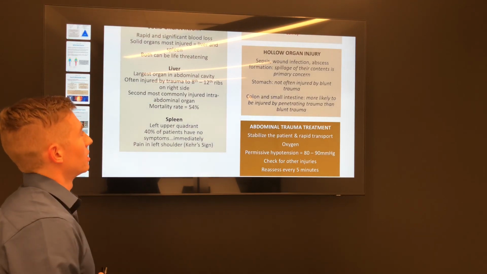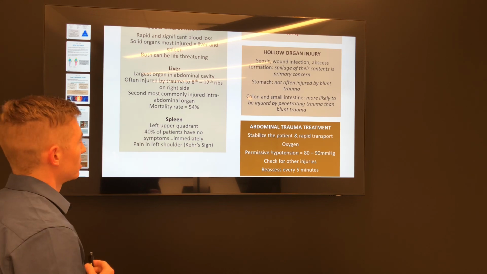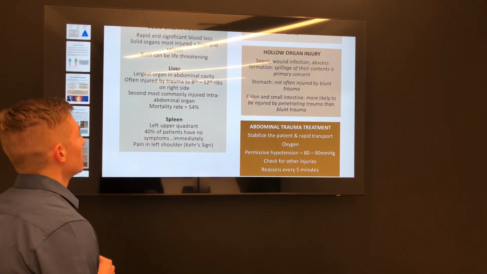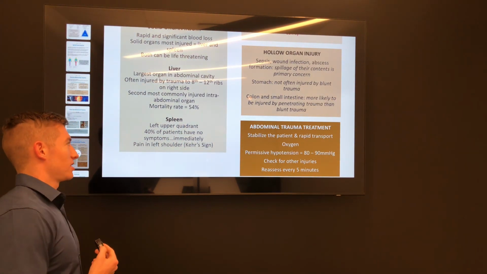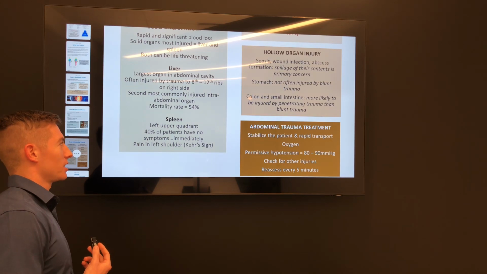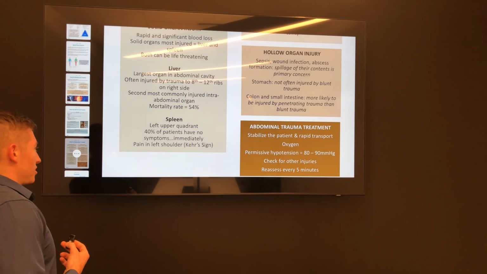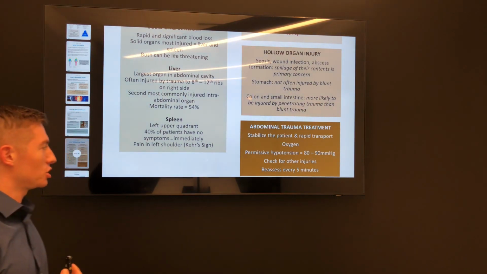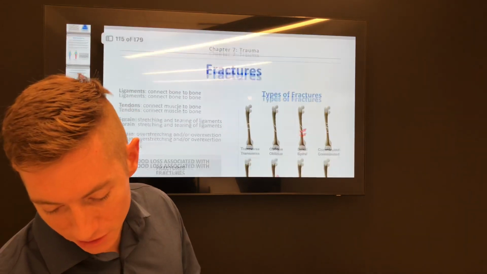Hollow organ injury. Sepsis, wound infection, abscess formation, spillage of the contents is the primary concern, stomach being one of them because it's carrying acid, not often injured by blunt trauma. Colon and large intestines are more likely to be injured by penetrating trauma than blunt trauma. Abdominal trauma treatment, stabilize the patient, rapid transport, oxygen, permissive hypotension, 80 to 90 millimeters of mercury, and we're going to check for other injuries. Reassess every 5 minutes.